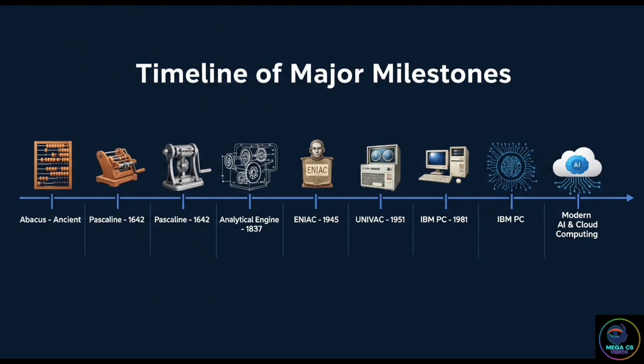Timeline of major milestones. The evolution of computers is marked by significant milestones. The abacus in ancient times, Pascaline in 1642, Charles Babbage's analytical engine in 1837, ENIAC in 1945, UNIVAC in 1951, the IBM PC in 1981, and now modern AI and cloud computing. Each milestone represents technological advancements that shaped the future of computing.